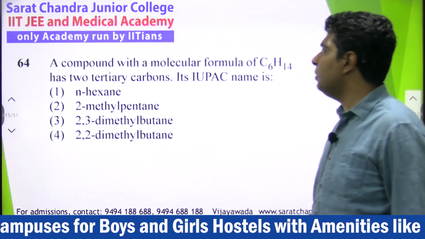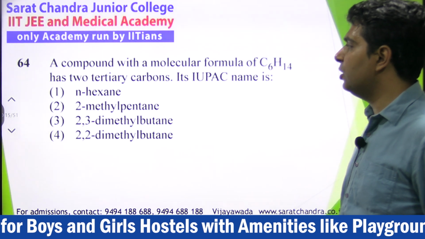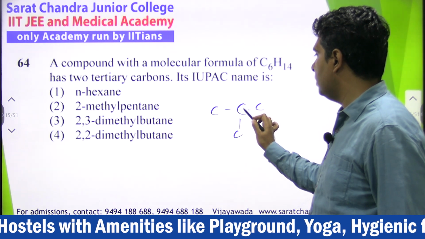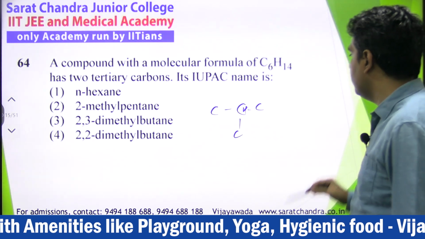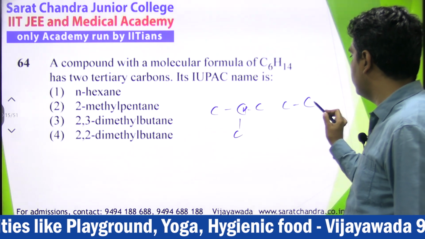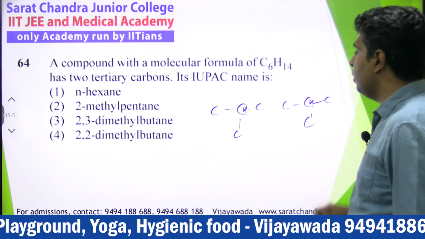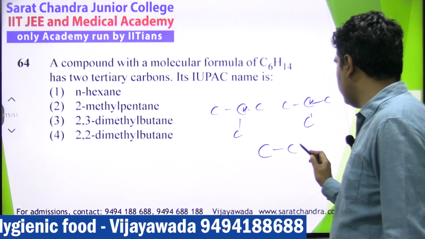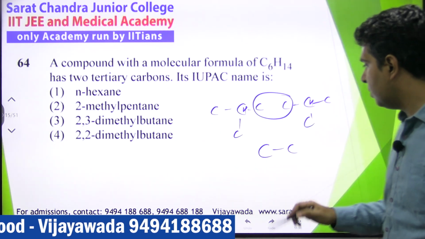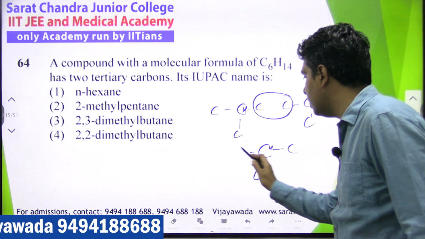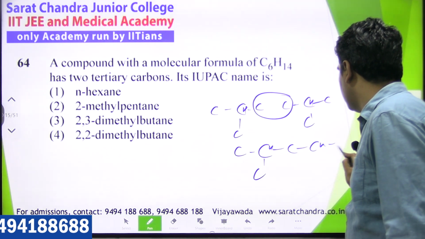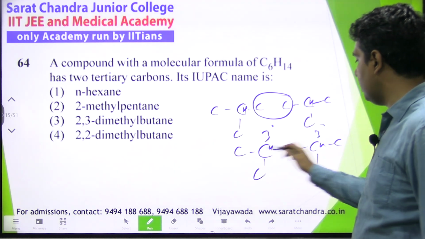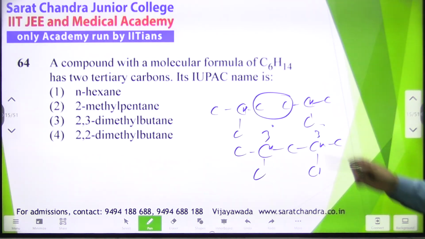Next, a compound with molecular formula C6H14 has 2 tertiary carbons. What do you understand by tertiary carbon? That is attached to 3 carbons and 1 hydrogen. And total number of carbon atoms is 6. So the only structure possible is with sharing of 1 carbon atom over here. So you can make 2 tertiary carbons like this.